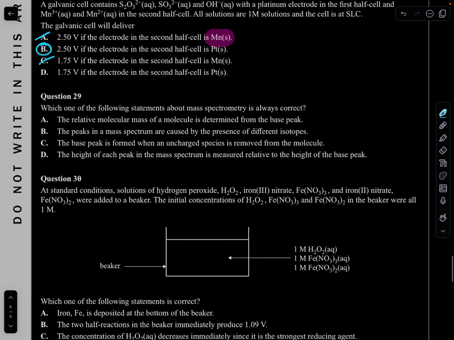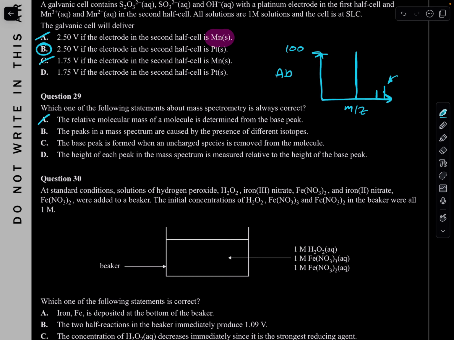Wow. All right. Question 29. Which of the following statements about mass spectrometry is always correct? A: The relative molecular mass of a molecule is determined from the base peak. Rubbish. Your base peak is the most abundant molecule or fragment. It doesn't tell you the molecular mass. The one that tells you the molecular mass is the molecular ion peak. If you have abundance here and the m/z ratio here, you get this high peak where it's 100% abundance. That's your base peak, whereas you get some peaks here. But the one on the right, the highest m/z value, normally tends to be the molecular ion peak, and that's the one that gives you the molecular mass of the molecule.